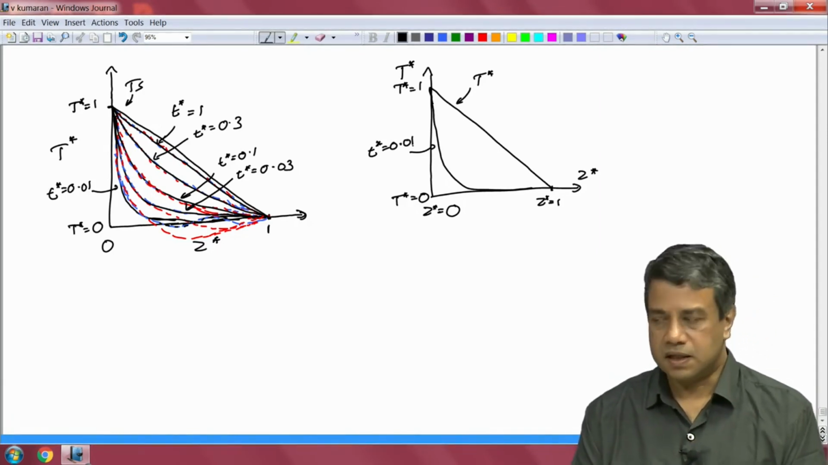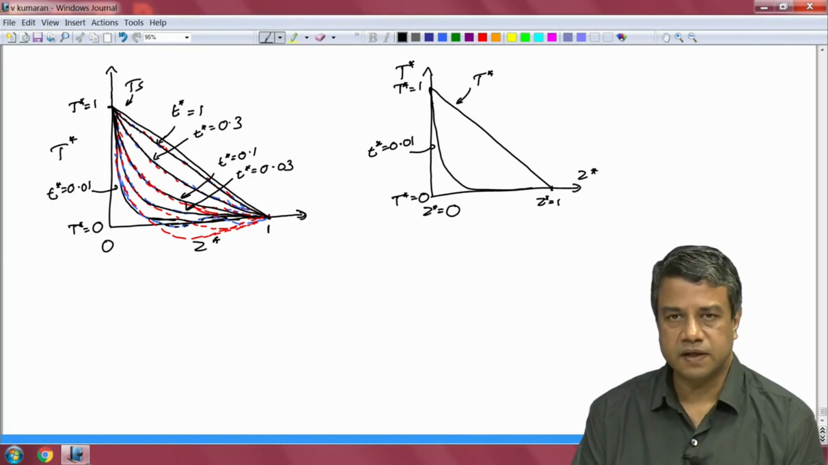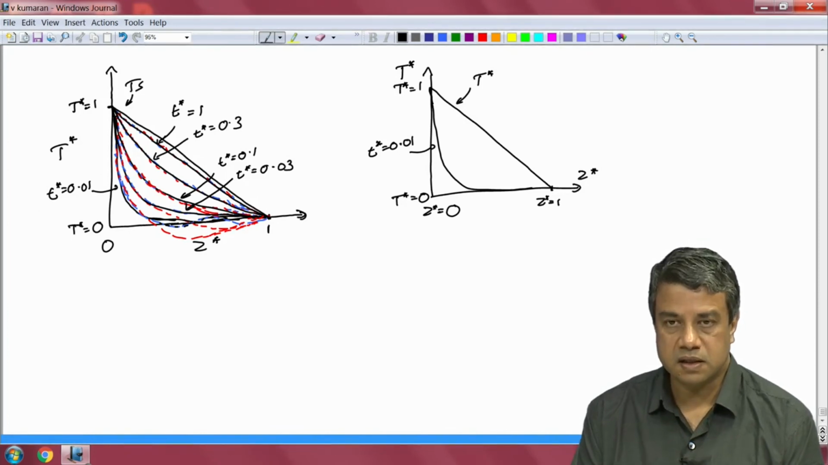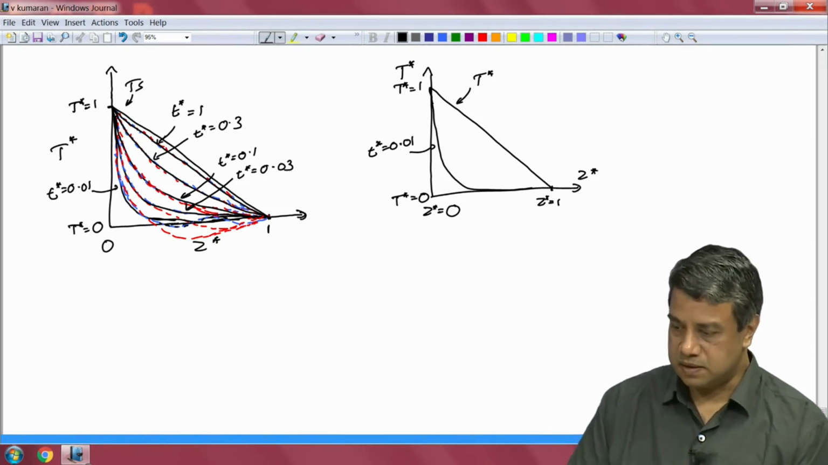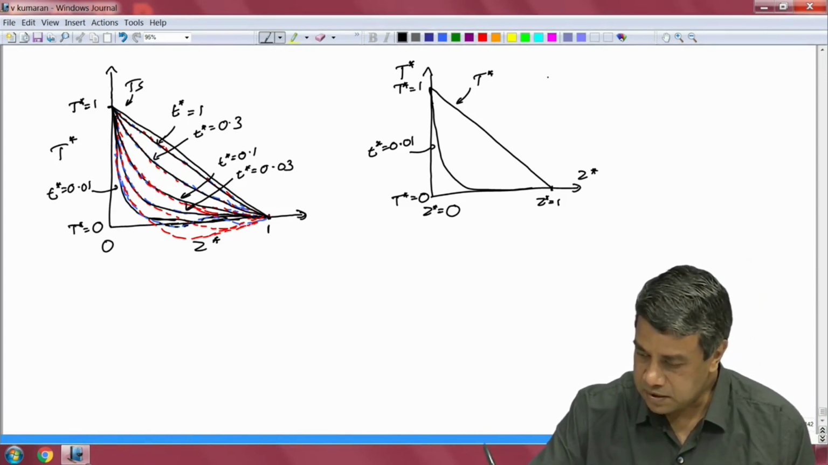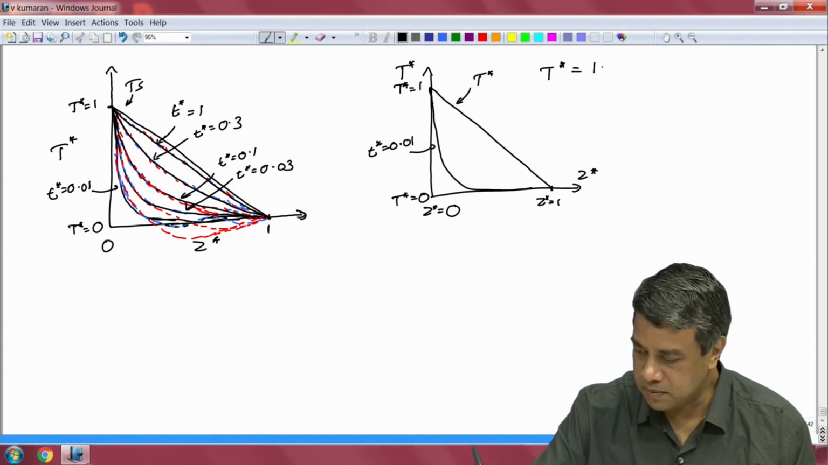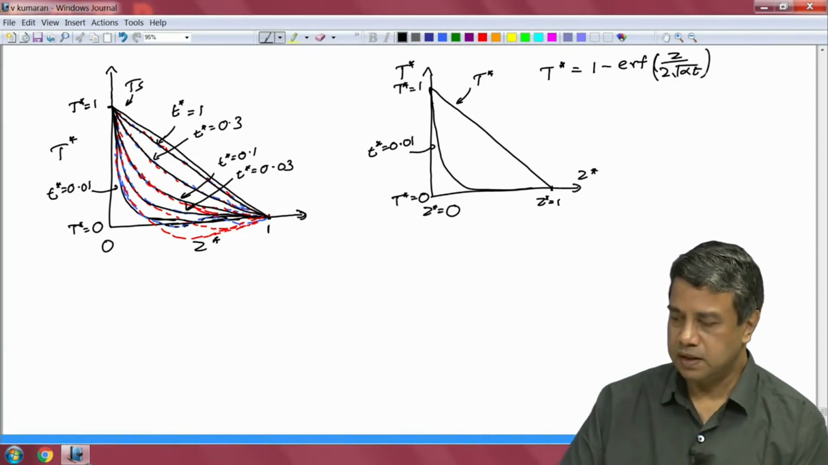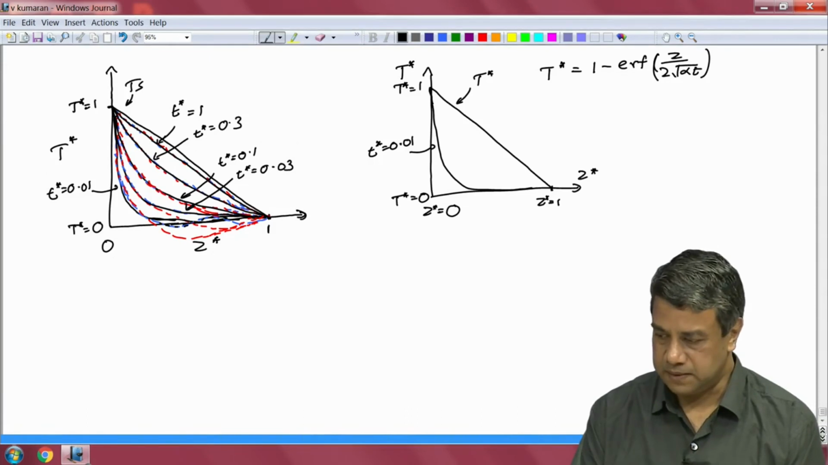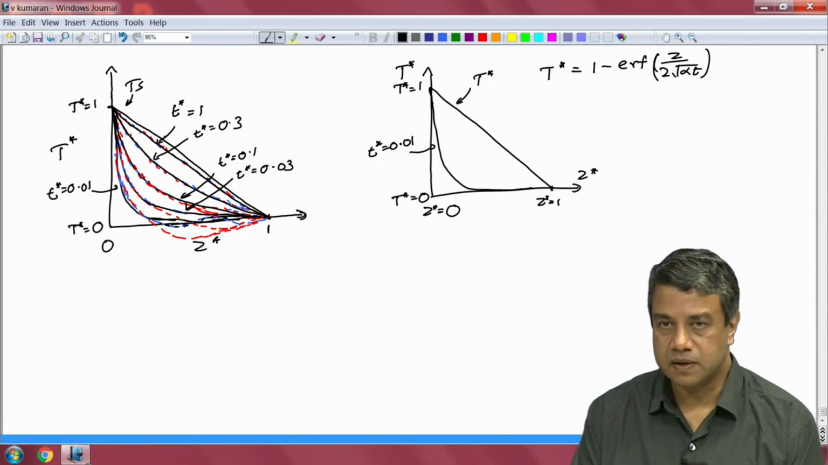Okay. In that case, this temperature field is effectively similar to that for the conduction into an infinite medium that we had analyzed using similarity transforms. Okay. Recall that the temperature in that case was t star is equal to 1 minus error function of z by 2 root alpha t. Okay. That was the solution that we had got. So, at very early times you can use this solution.